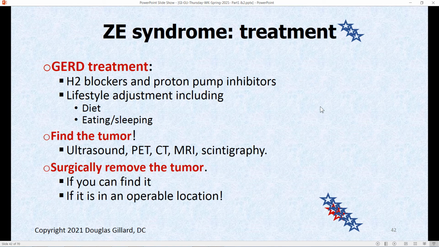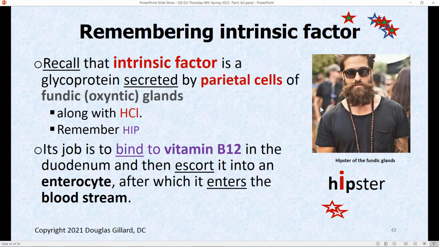How do you treat ZE syndrome? The problem was with acid, so you use proton pump inhibitors as the big treatment, and H2 blockers, and diet. Right is wrong. Don't sleep on the right side. That whole stuff we talked about before. And then you got to find the tumor. Use a PET scan or CT or scintigraphy. Find that tumor if you can. Maybe you'll be able to surgically remove it. If it's in the pancreas, and if it's small, that's inoperable. There's nothing you can do about it. And let's not forget that intrinsic factor is also oversecreted in these patients.